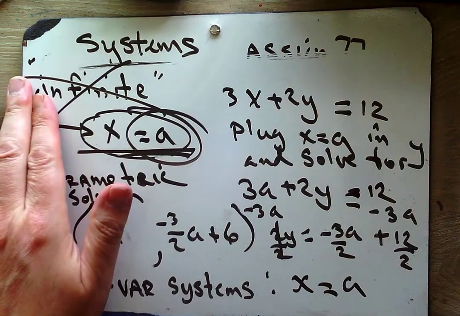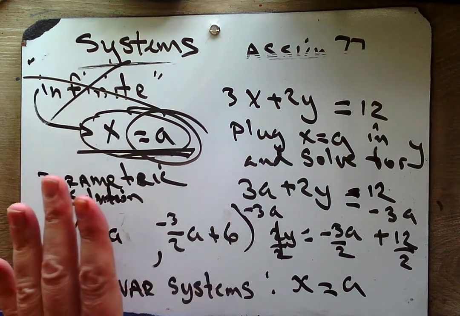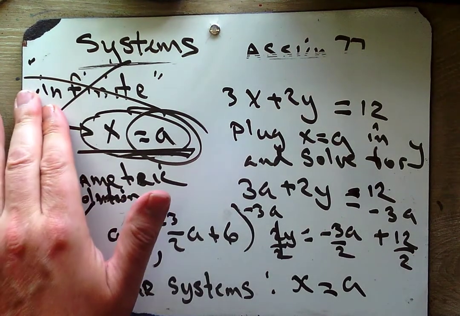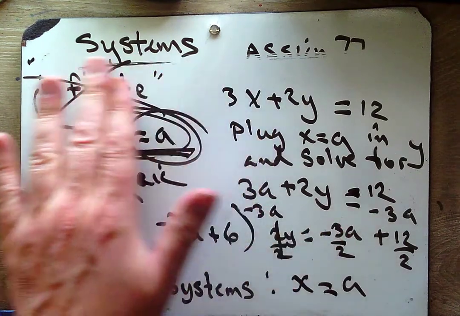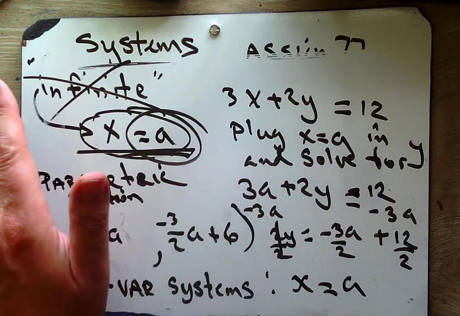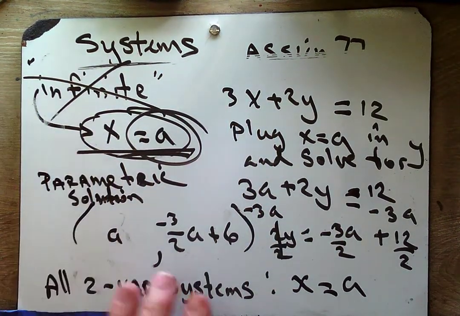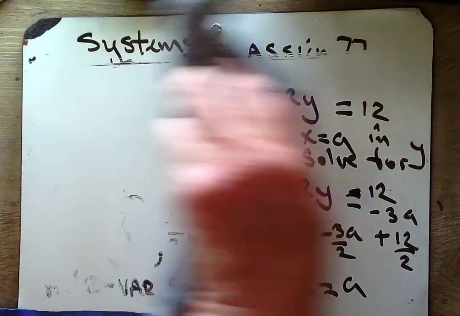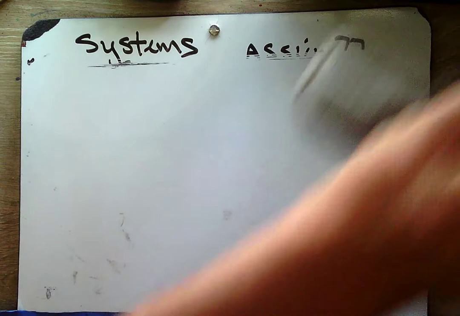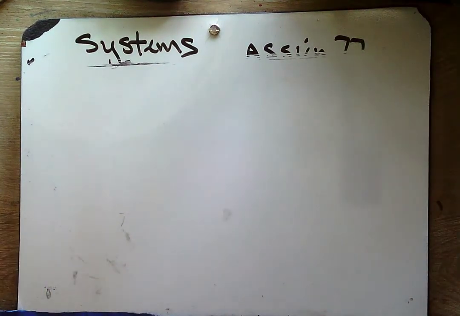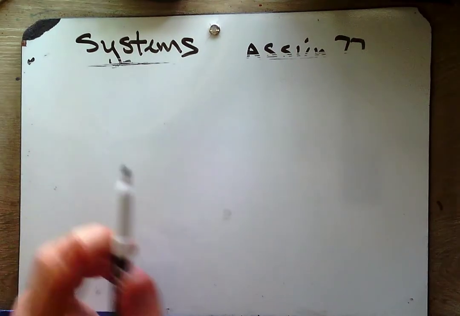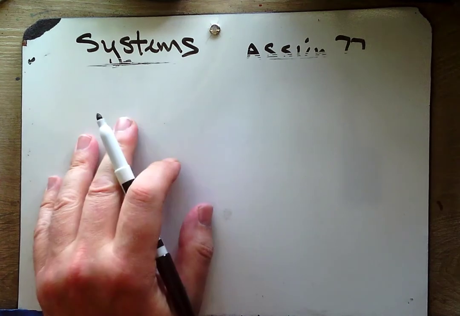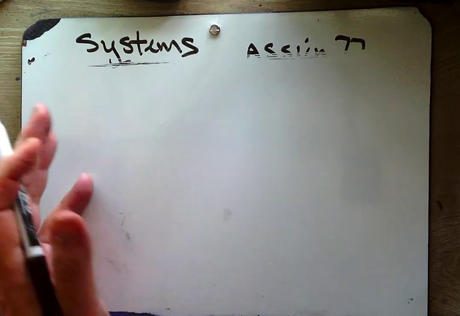Whenever you get a number equals itself, you know that's an infinite number of solutions. We're not going to say infinite number of solutions this year. Instead, we're going to write a parametric solution. Okay. All right. So, there is a way to solve these systems by graphing.